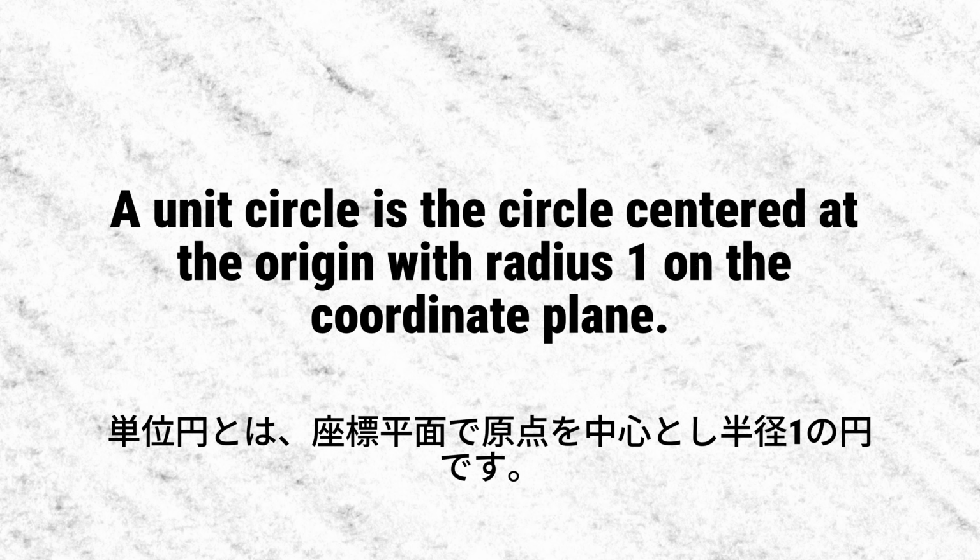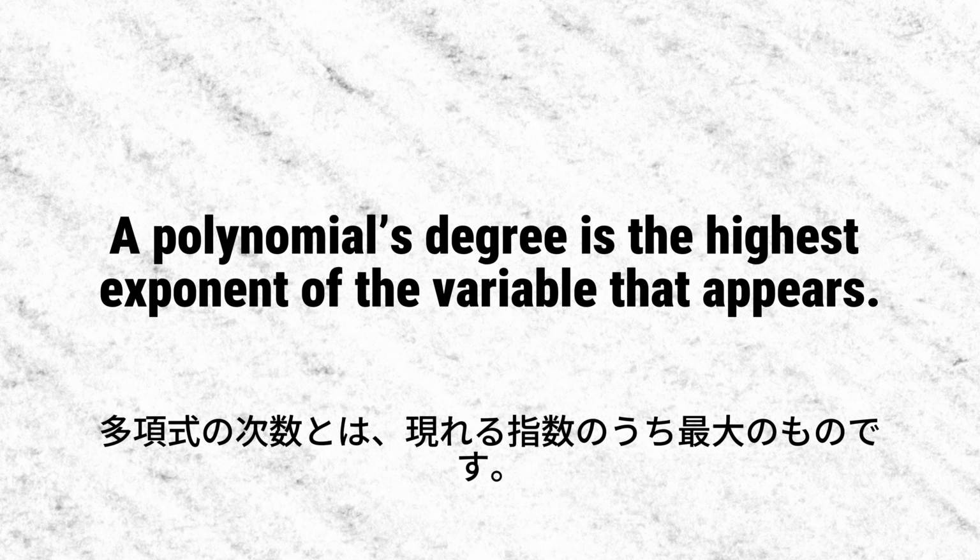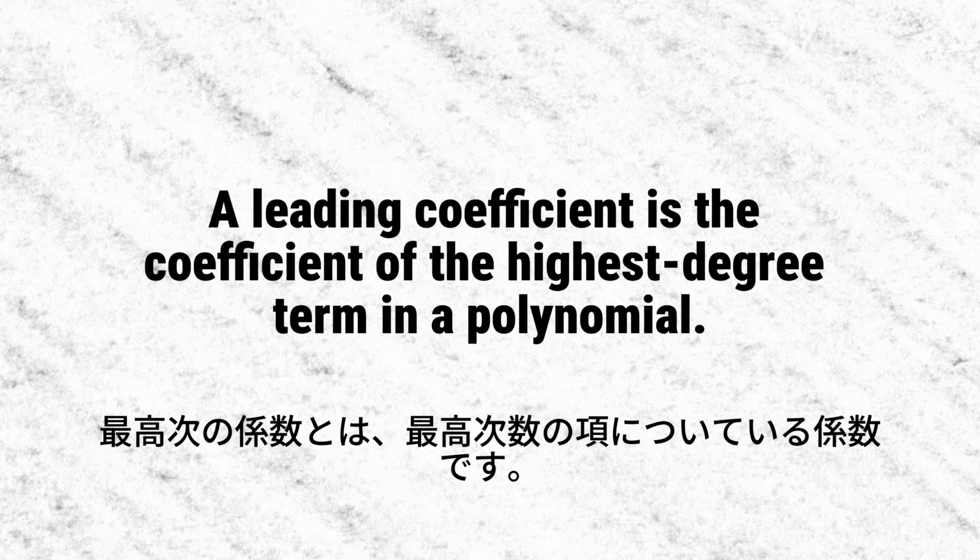A unit circle is the circle centered at the origin with radius 1 on the coordinate plane. A radian is a unit for measuring angles based on arc length on a circle. A polynomial's degree is the highest exponent of the variable that appears. A leading coefficient is the coefficient of the highest degree term in a polynomial.